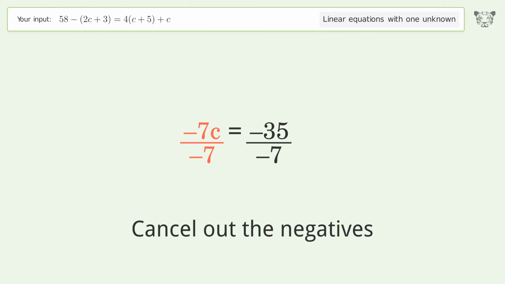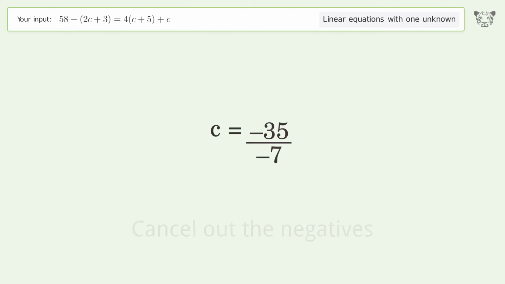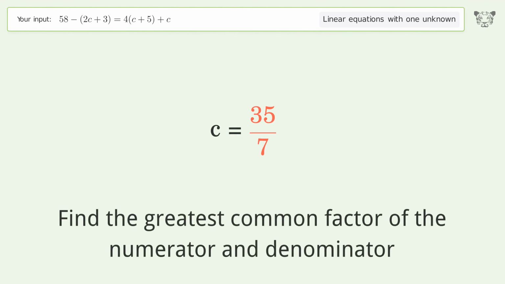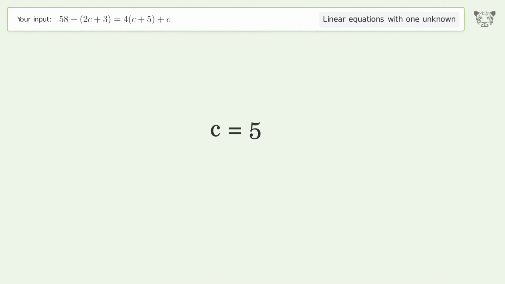Cancel out the negatives. Simplify the fraction. Cancel out the negatives. Find the greatest common factor of the numerator and denominator. Factor out and cancel the greatest common factor. And so the final result is c equals 5.